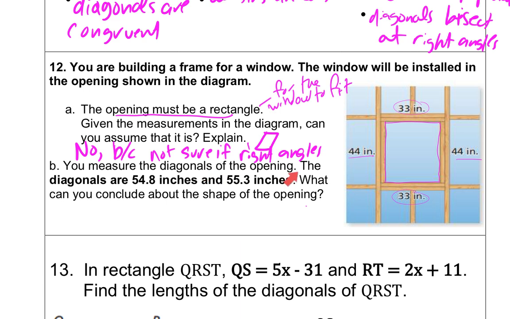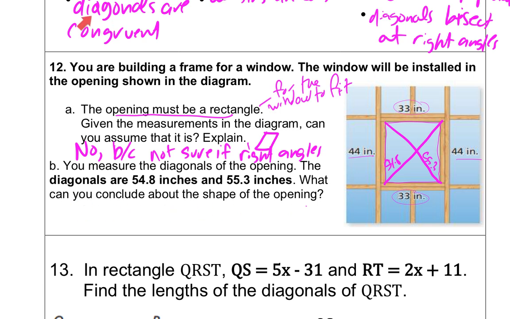So you measure the diagonals. The diagonals are 54.8 and 55.3. That means one of these is 54.8, and the other one is 55.3. If I told you that, is that enough to say it's a rectangle? What can you conclude?